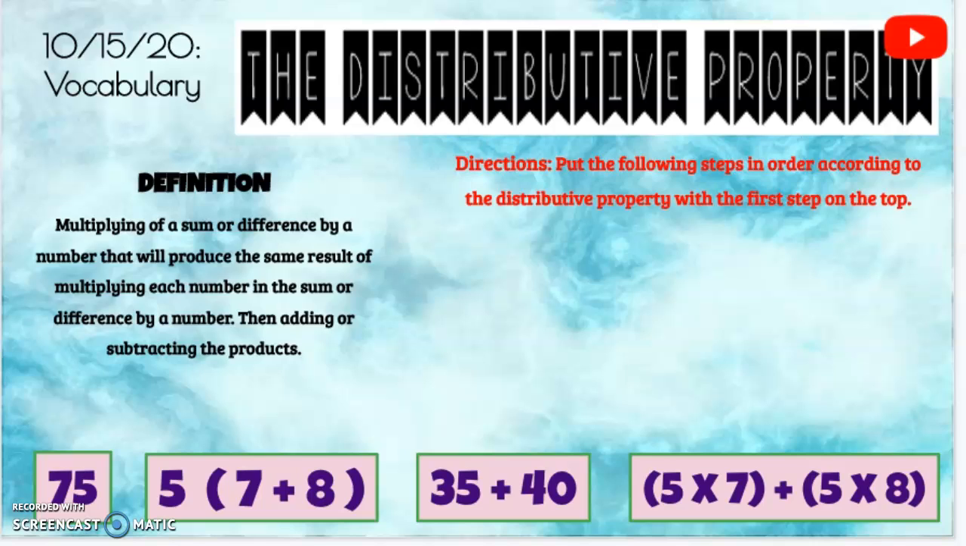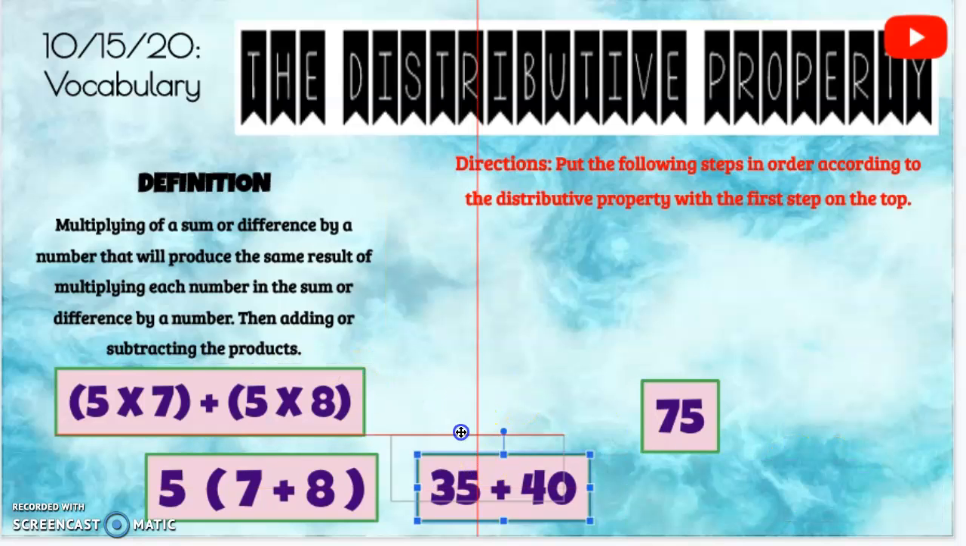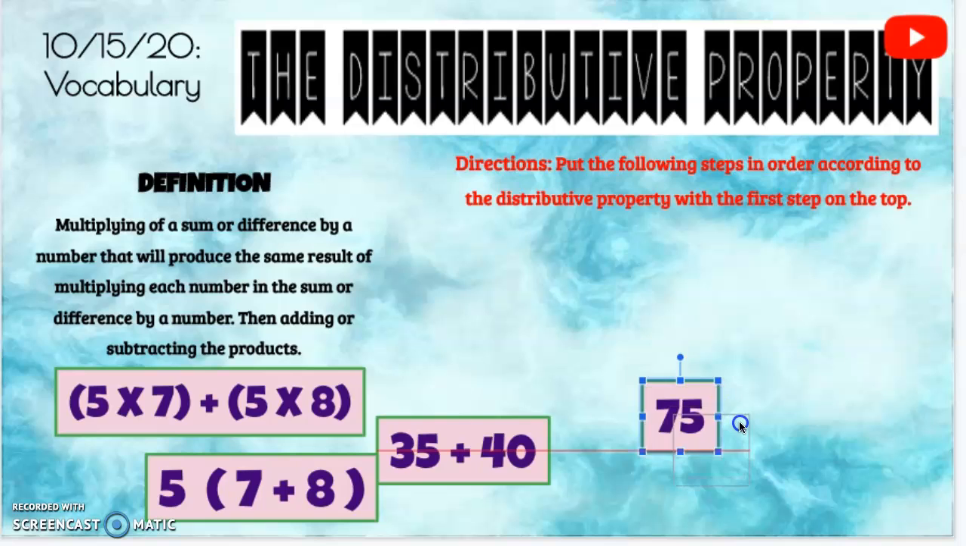So directions. We are going to put the following steps in order according to the distributive property with the first step on top. So the first part, the problem at least. Well, if I know that we get down to a single answer, 75 should be at the bottom, right? So we should have this at the bottom to get our single answer. So I'm going to move these over here because we didn't use them yet. So it doesn't necessarily always go biggest to smallest like an ice cream cone, like our order of operations kind of looks. But 75 is going to be our answer of what we're going to get.